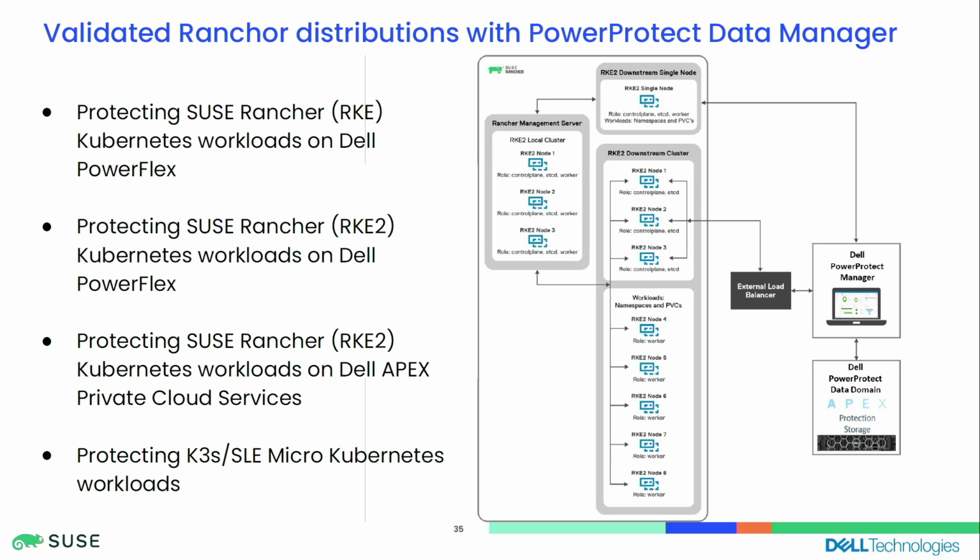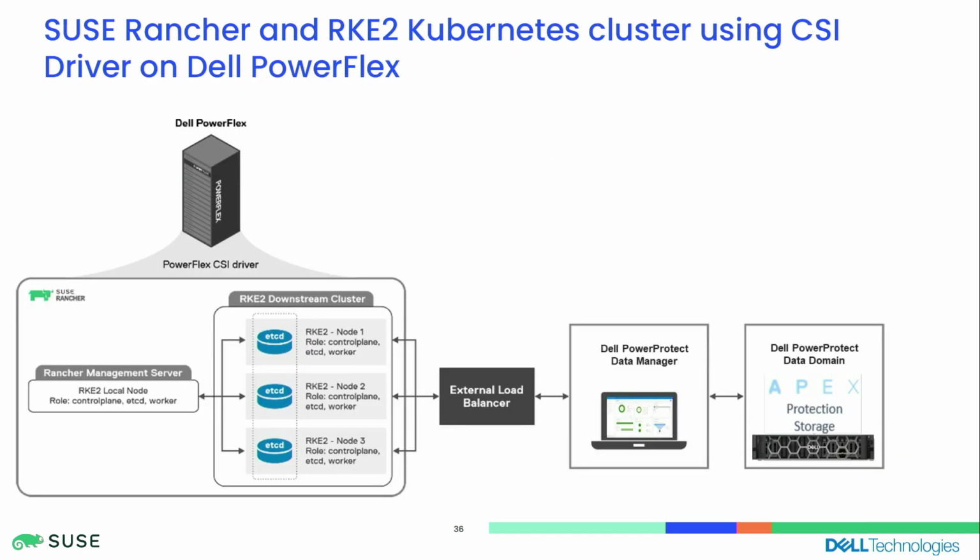In the diagram, you see that PPDM has the ability to connect directly to the single node cluster, or if you are using a downstream cluster with multiple nodes, we can also use the load balancer to connect to it. In this one, we are highlighting that we can do the PowerFlex data protection. So PPDM connects via the load balancer to the downstream cluster in order to back up the data. And then the data is sent to the PPDM Data Domain appliance.